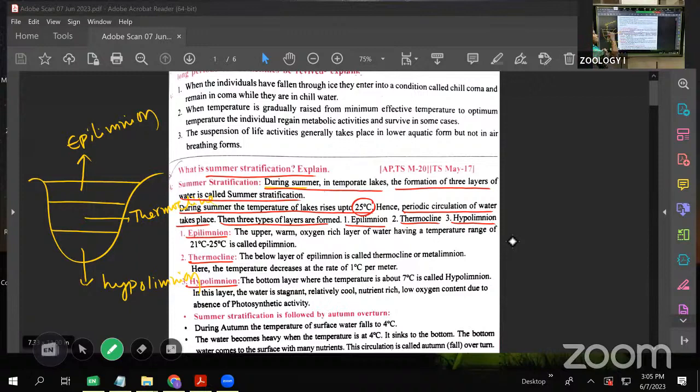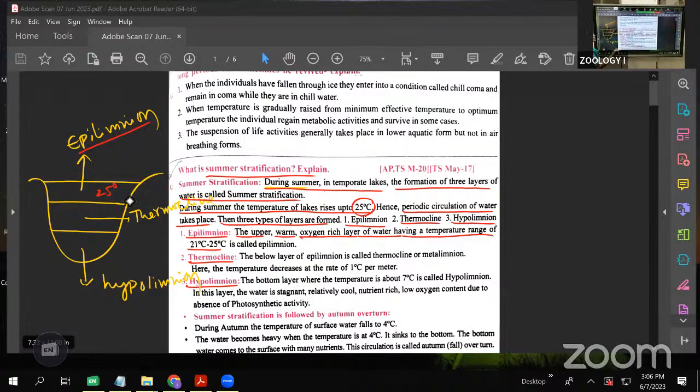Here, what about the epilimnion? Epilimnion is the uppermost. See this one, this is the uppermost layer. Uppermost, warm layer, oxygen-rich layer. Here the plants are there. That's why it has an oxygen-rich layer of water. The temperature range is how much? 21 to 25 degrees centigrade, or more than 25 degrees centigrade, that we call the epilimnion. Here the temperature is more, and oxygen is also more in this region.